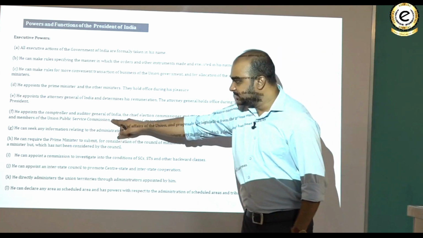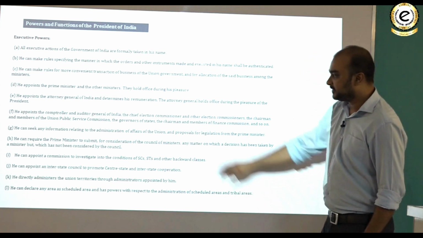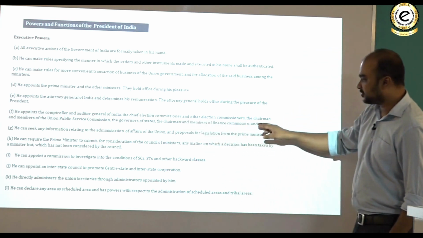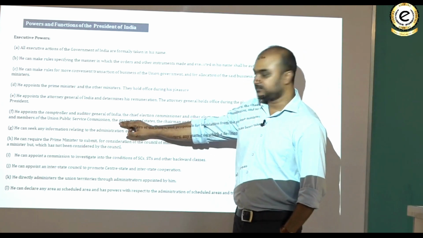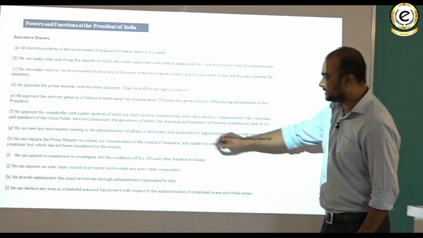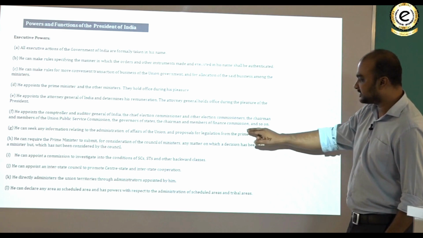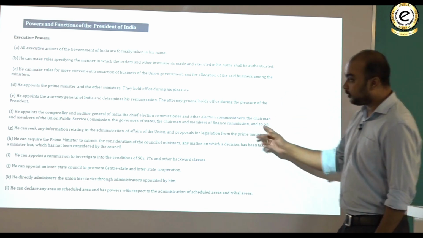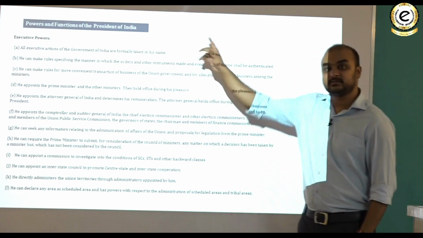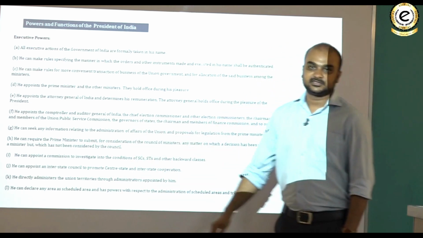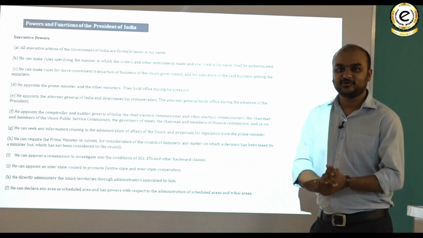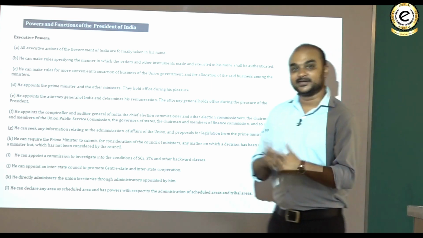He appoints the Comptroller and Auditor General of India, the Chief Election Commissioner and other election commissioners, the Chairman and members of the Union Public Service Commission, the Governors of State, the Chairman and members of Finance Commission, and so on. But not all these members hold office at the pleasure of the President, save perhaps the Governor of the State. The Governor of the State holds office at the pleasure of the Union Executive, rather.